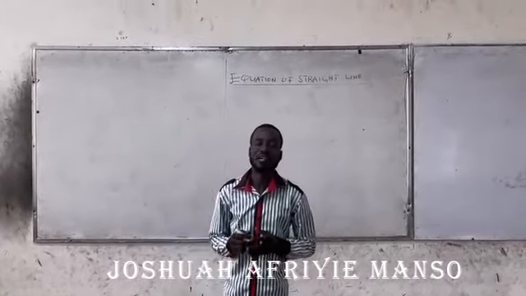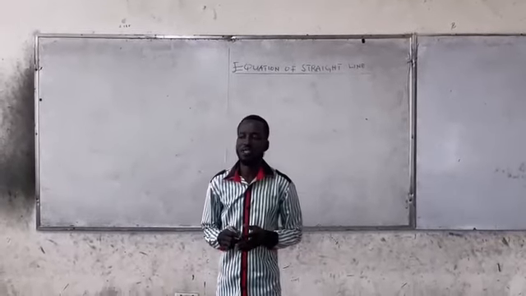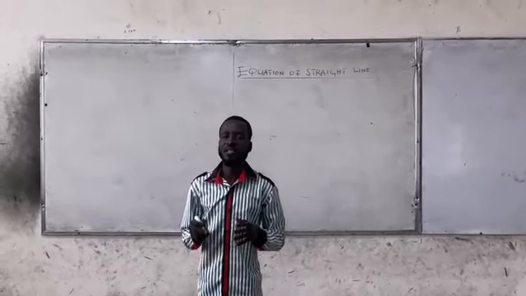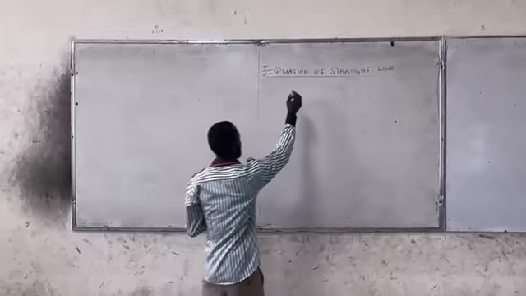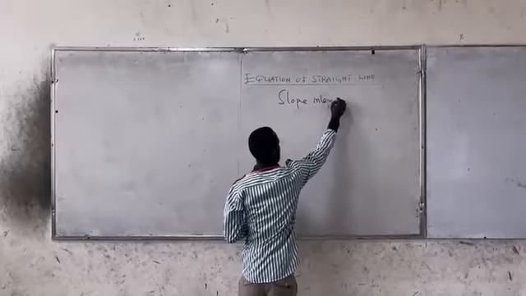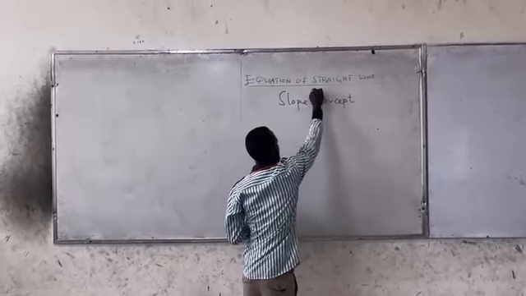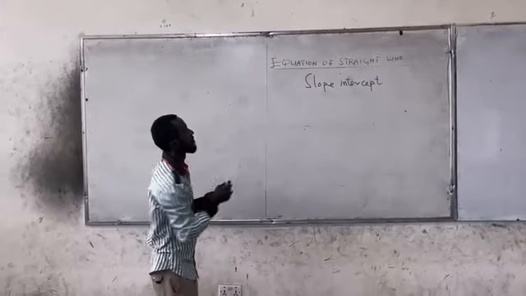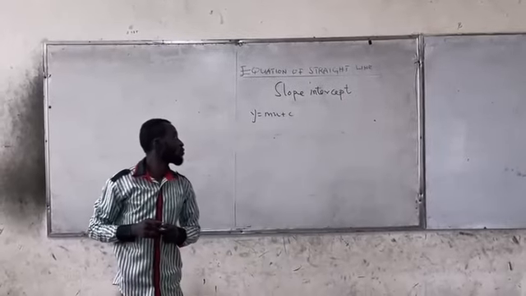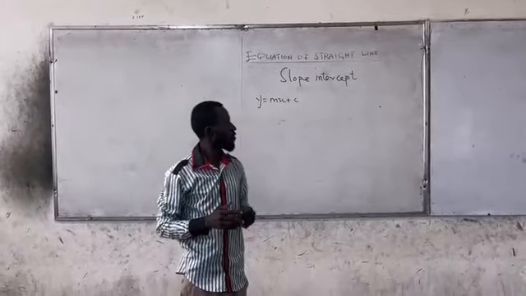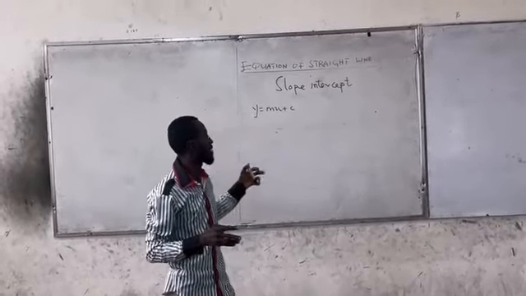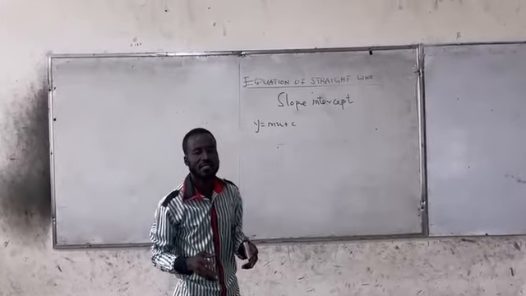Now we have learned that the equation of a straight line can be found in different forms. And one of the forms is the slope-intercept form, which is given by y is equal to mx plus c, where c is the intercept on y, m is the gradient, and x, y is a point from the Cartesian plane.